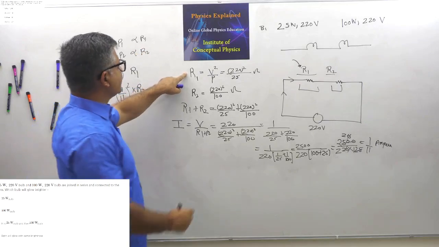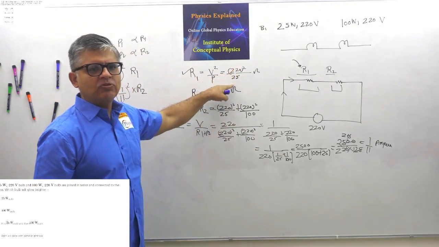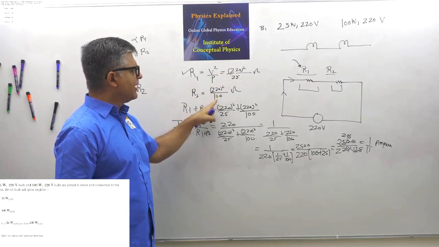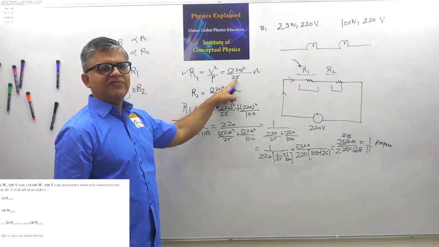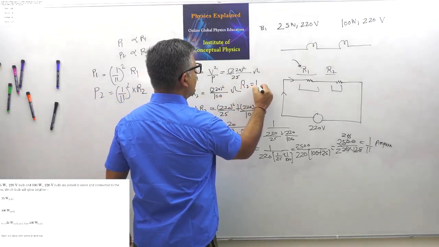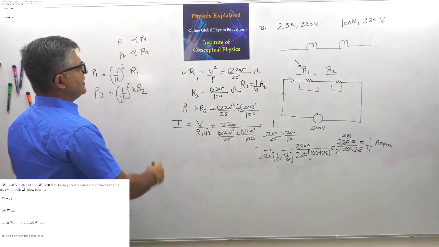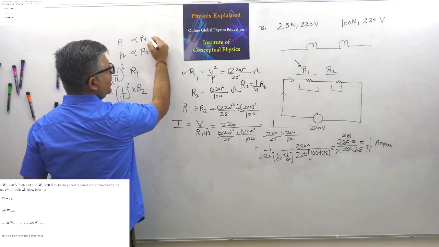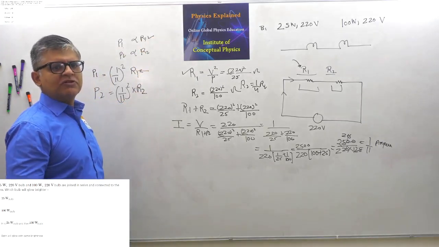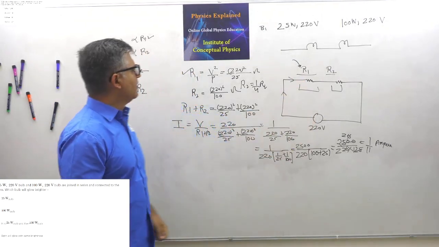Let's see whose resistance is high. Obviously, you can see the resistance of R1 is higher because it is 220 square by 25. The resistance of this will be 1/4 because it is divided by 100. This is divided by 25. So this R2 is basically equal to 1/4 of R1, right? So the power in R1 will be very high.